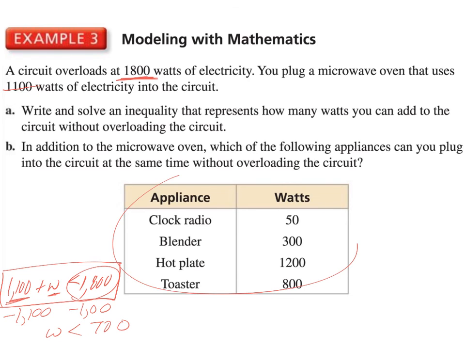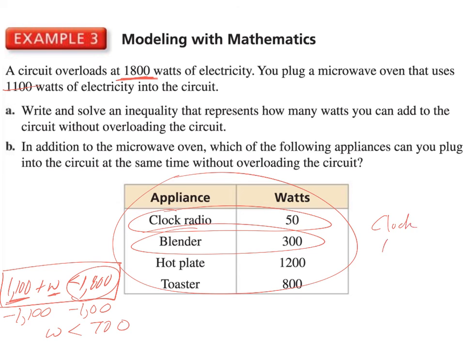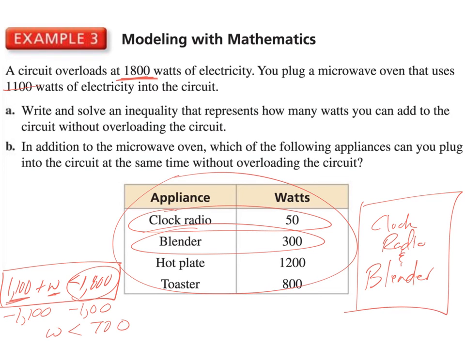So looking at all these appliances here, which have a wattage less than 700? Well, that would be the clock radio and the blender. That answers part B. All right, done.